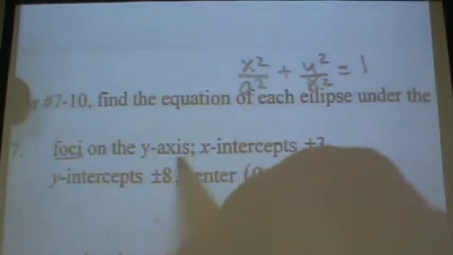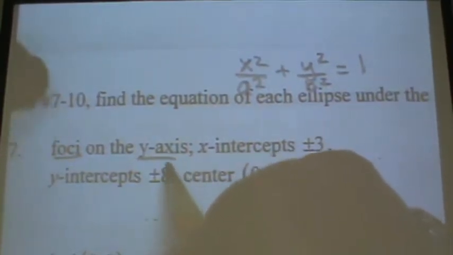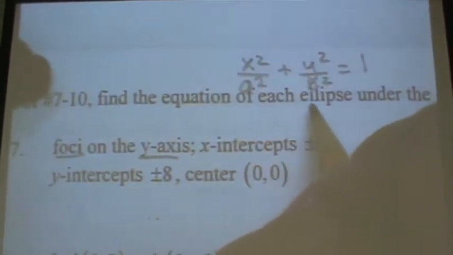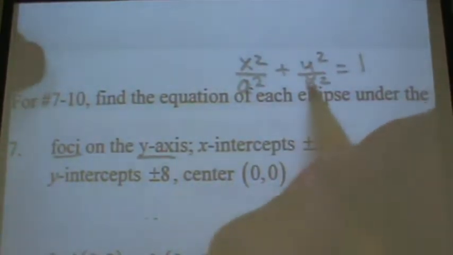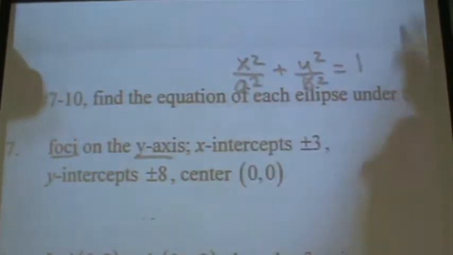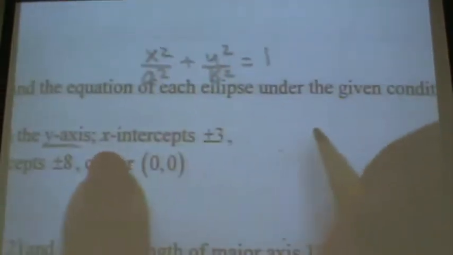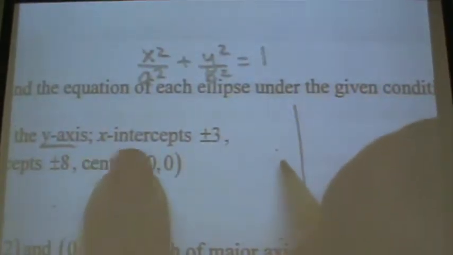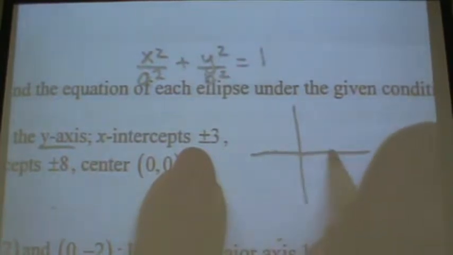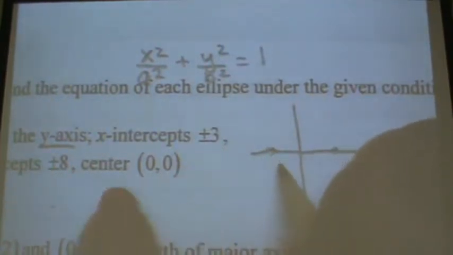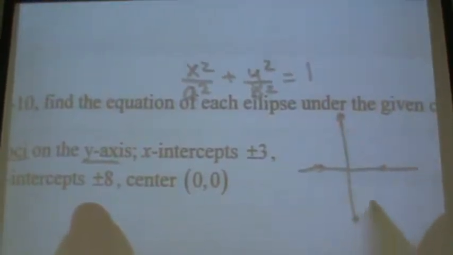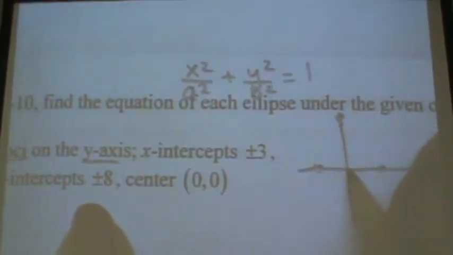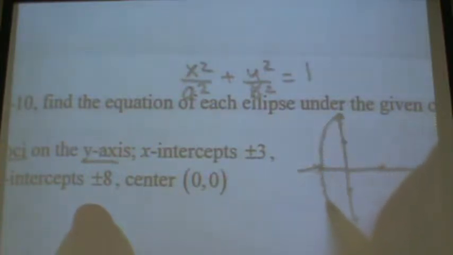If your foci are on the y-axis, that means the bigger number is going to be underneath the y. Then it would be a squared on this side and b squared on this side. It says your x-intercepts are (0, 3), those are your x-intercepts, and your y-intercepts are 8. So from here to here is 8, and your fixed point is here. So this is what it looks like, basically.